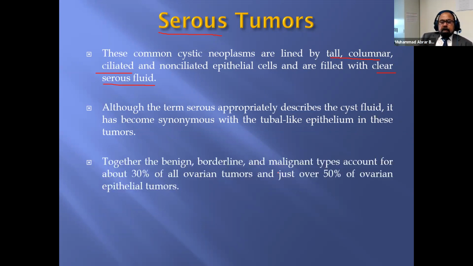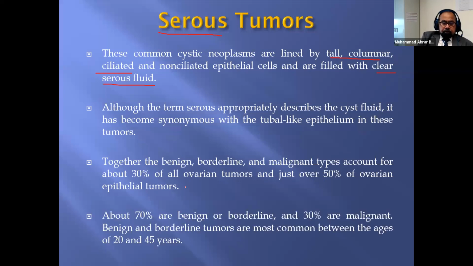Together with the benign, borderline or malignant type, it accounts for about 30% of the ovarian tumors and just over 50% of ovarian epithelial tumors. Okay, we have discussed that already. About 70% are benign and borderline, 30% are malignant. Benign and borderline tumors are more common between the age of 20 and 45.